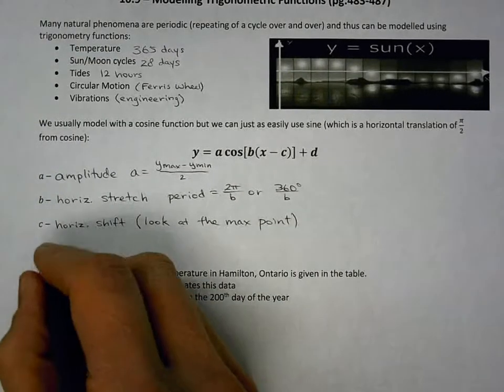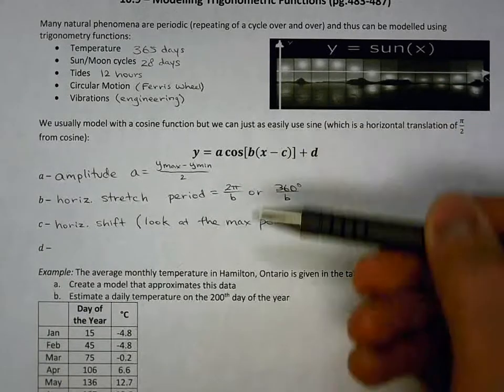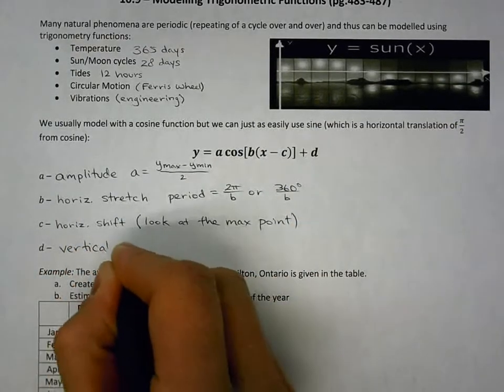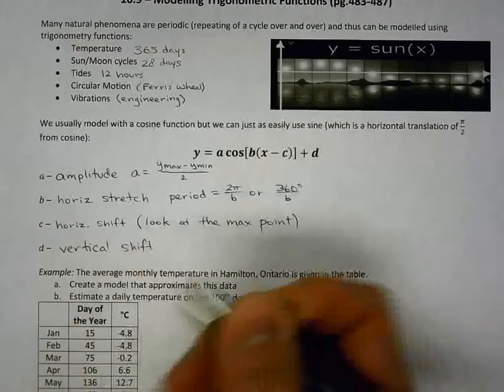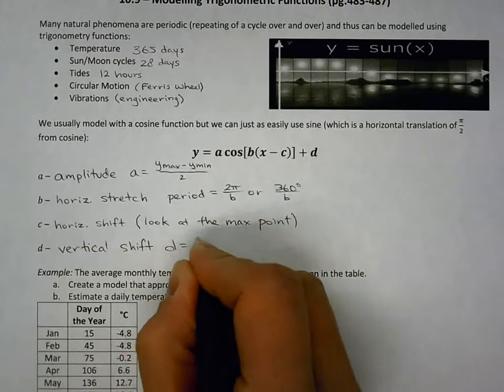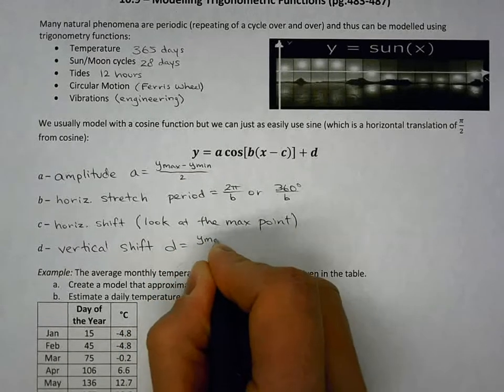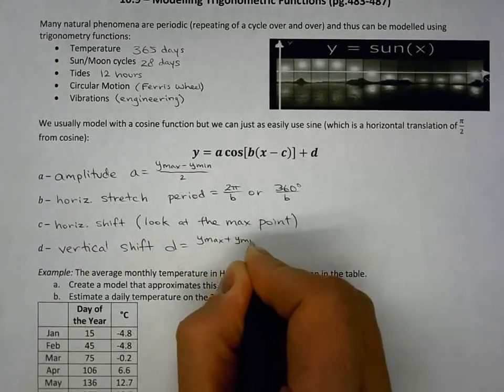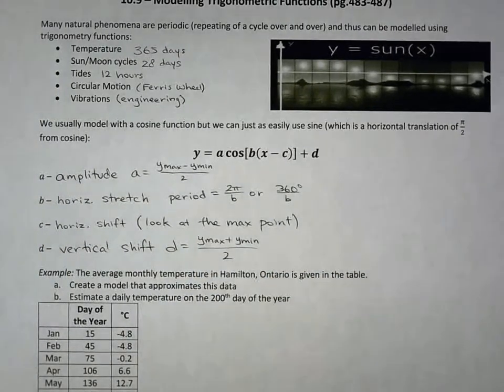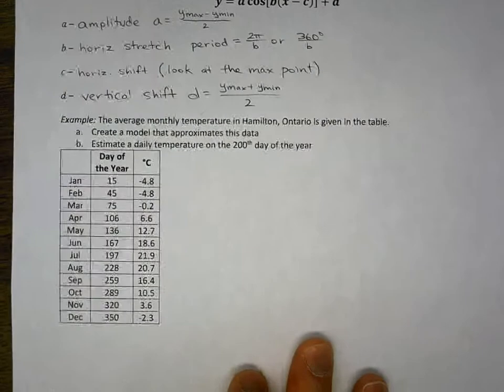Finally, the d value is the vertical translation, vertical shift. And this is really a measure of how much that horizontal axis has been moved up or down. The shortcut to figure this out is you take y max plus y min and divide by 2. It's like taking the average. So let's apply this to a neat example.